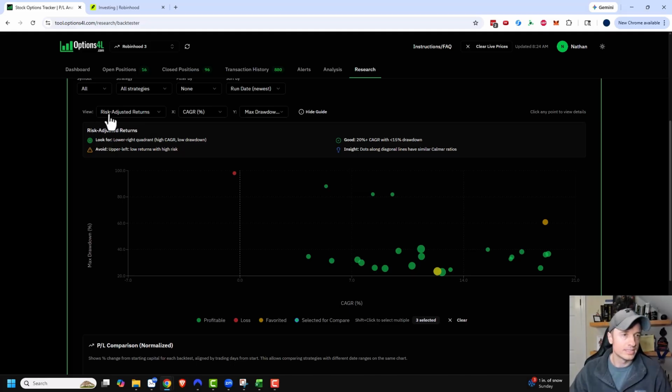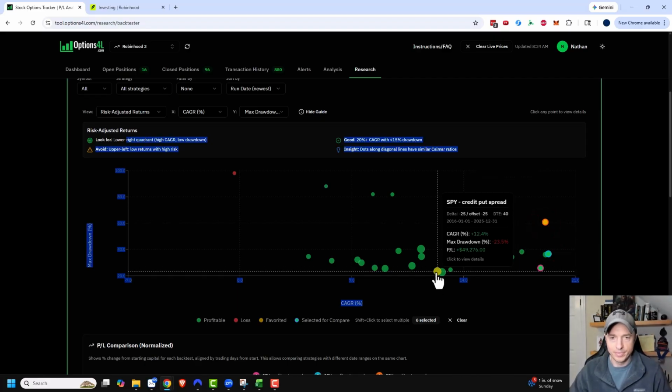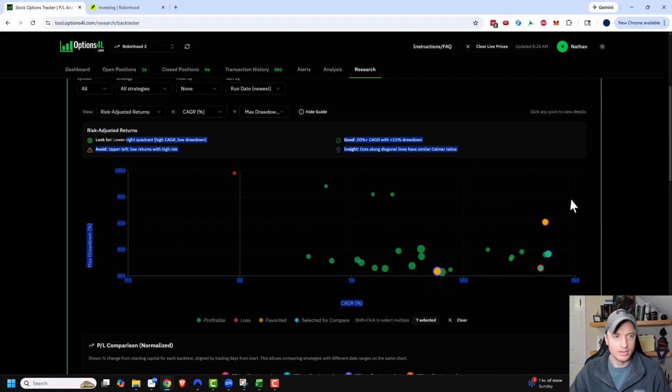All right, so first things first, risk-adjusted returns, which is CAGR versus max drawdown. We're looking for the lower right quadrant, high CAGR, low drawdown. So we got like 3. We'll go with this one because that's the lowest, and this one because it's the most right. All right, so we got those two right there, and let me select the yellow ones that we've run previously as well, so we got those marked.